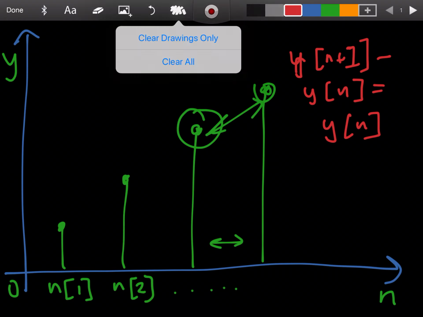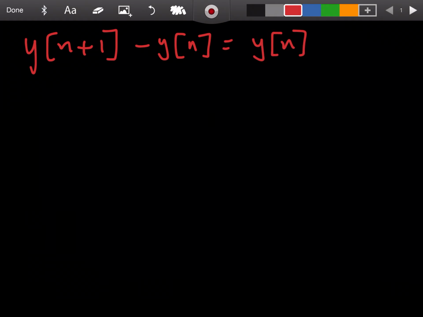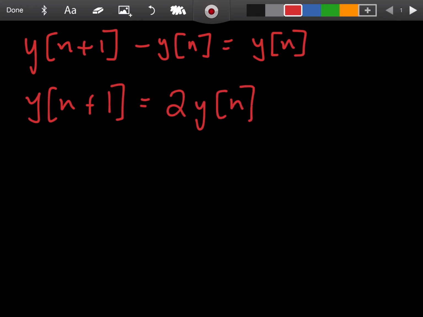Okay, that's pretty important. So let me just rewrite this. We want to say that y of n plus 1 minus y of n is equal to y of n, which means the difference for the next step is equal to the current value that I'm at, right? Because here you get y of n plus 1 is equal to 2 y of n. Well, guess what this is in signal processing?